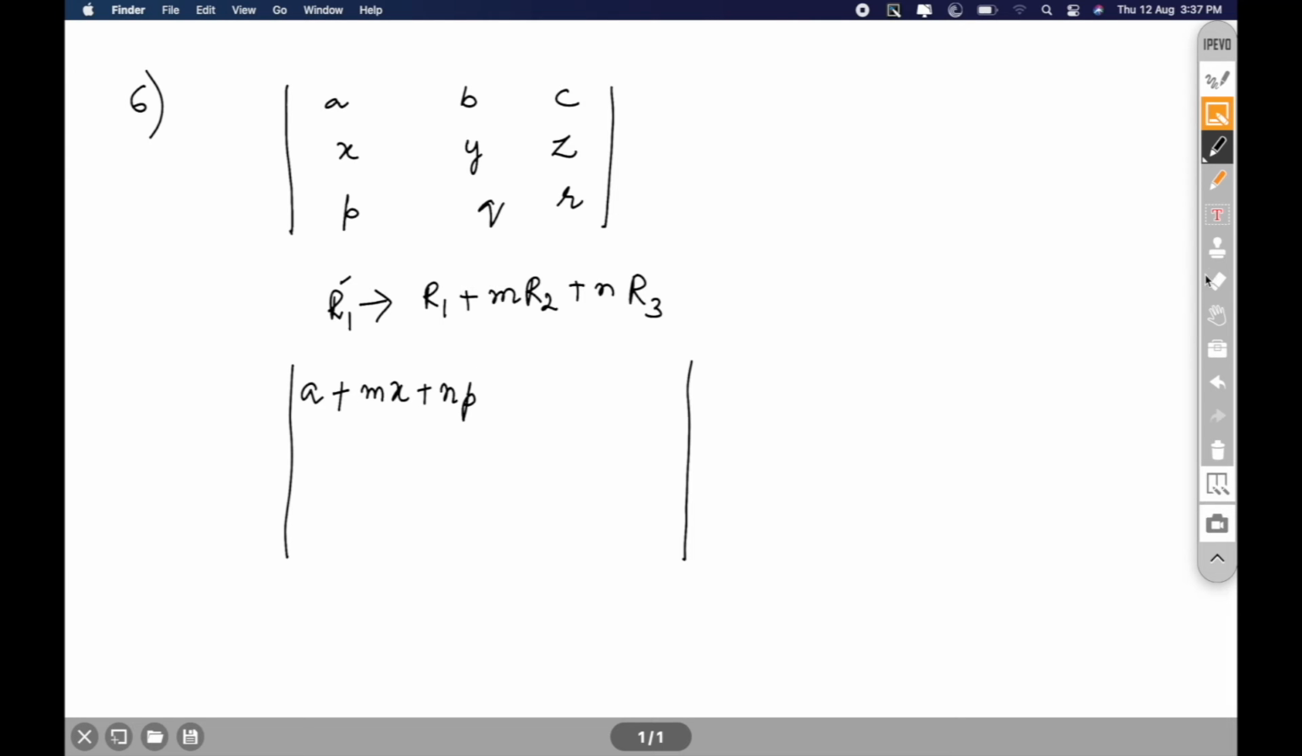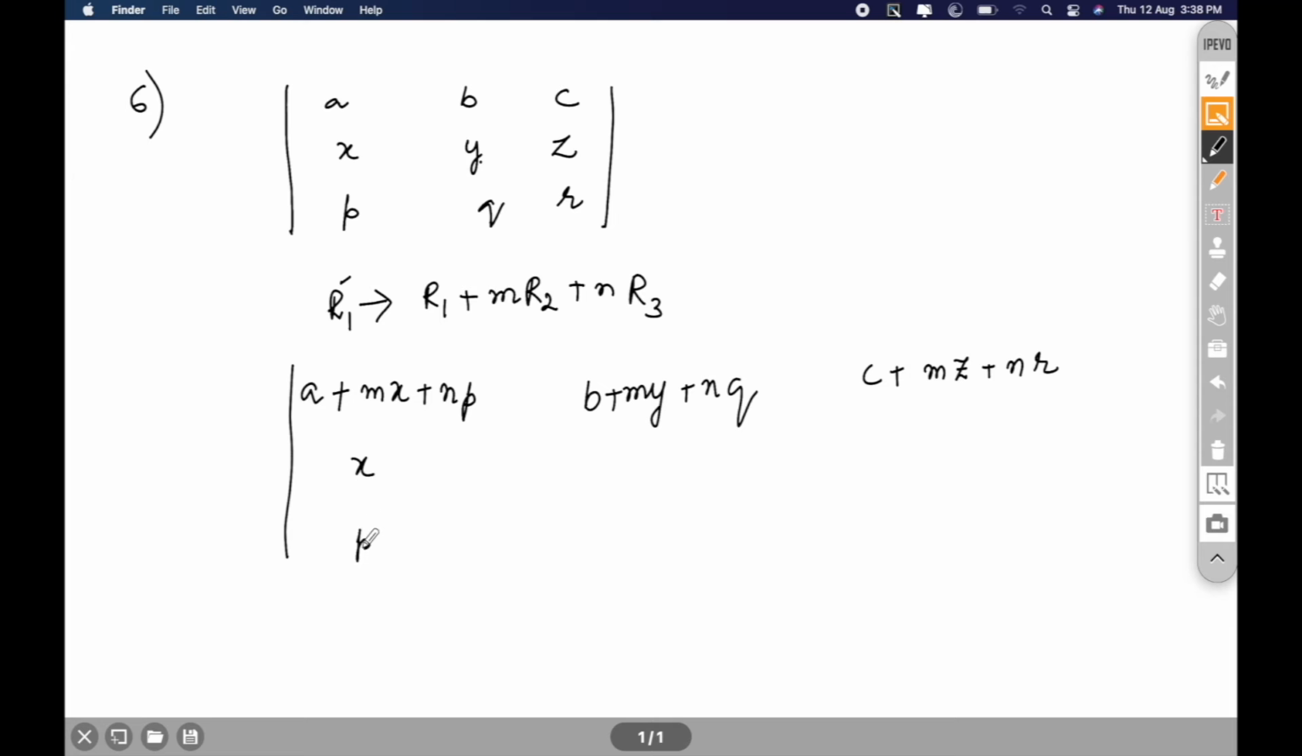So this is the first element here, and now we need a wider space. So I'll put the last symbol later. Next comes the next element, that is B added with a multiple of Y and then added with a multiple of Q. So B plus MY plus NQ. Next C with Z and R. So C plus MZ plus NR. So the first row elements have changed in this way.